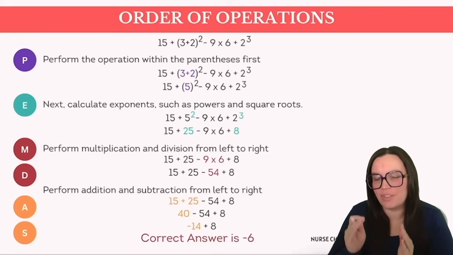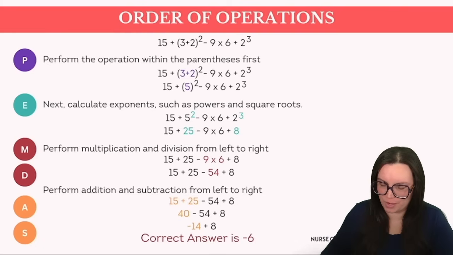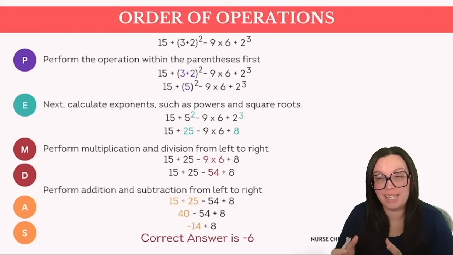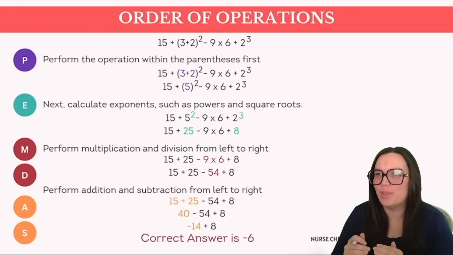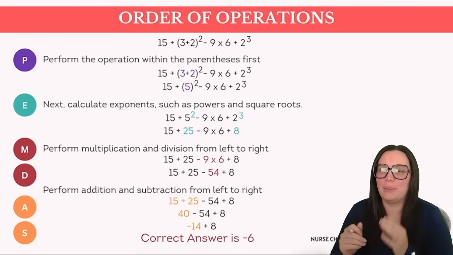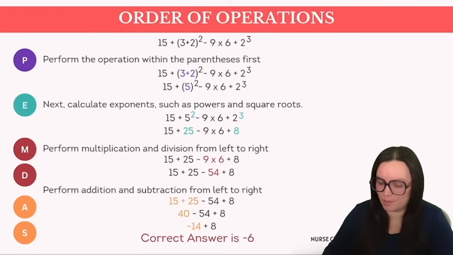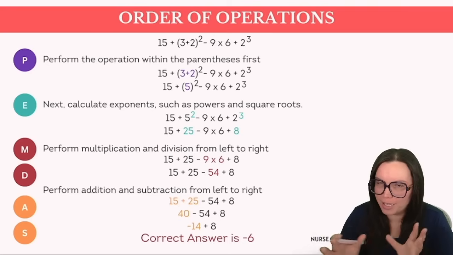Let's take a look at another example before we move on to our practice questions. So we have 15 plus, parentheses, 3 plus 2 raised to the power of 2 minus 9 times 6 plus 2 raised to the power of 3. So it looks a little complicated. Hang in there with me.